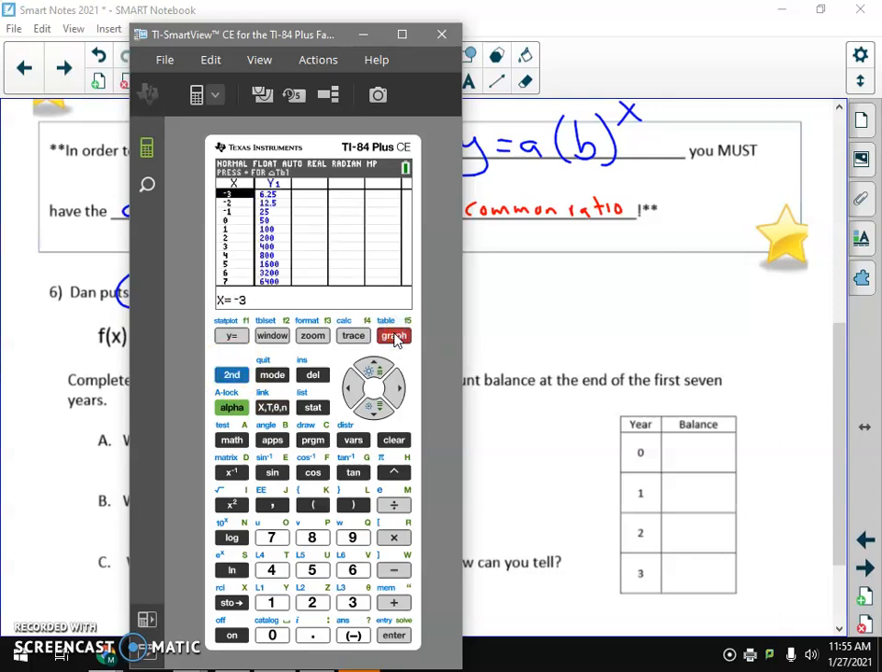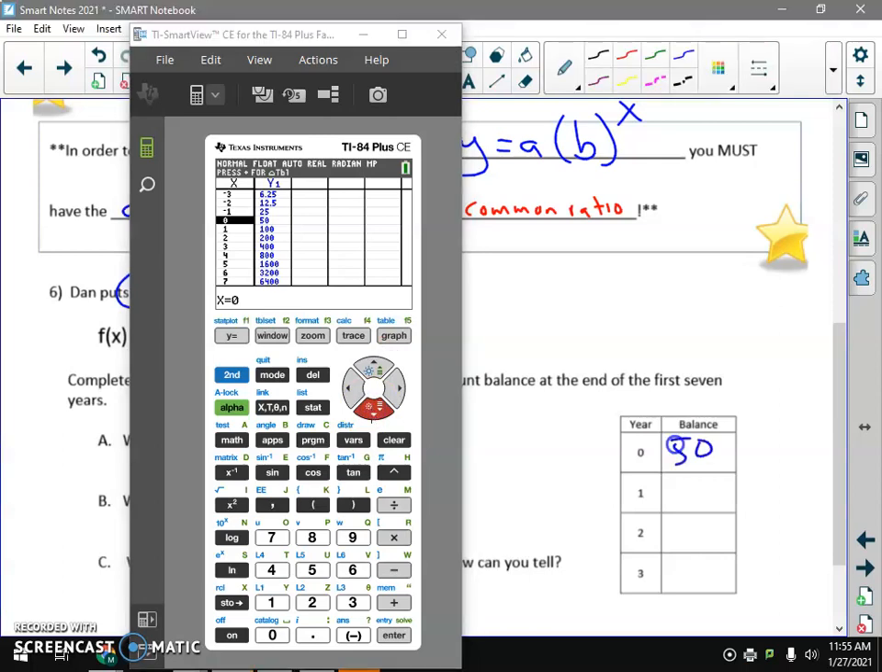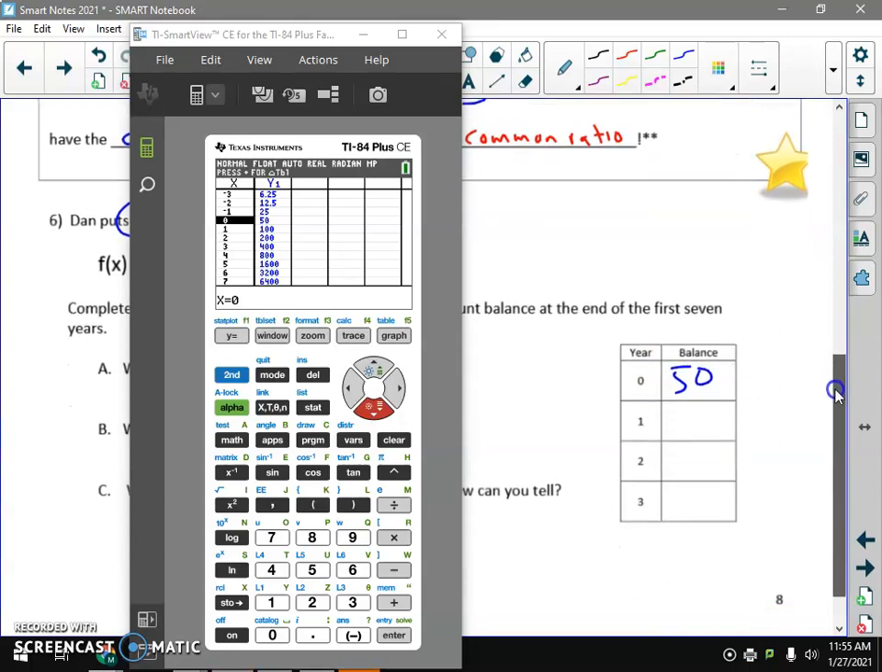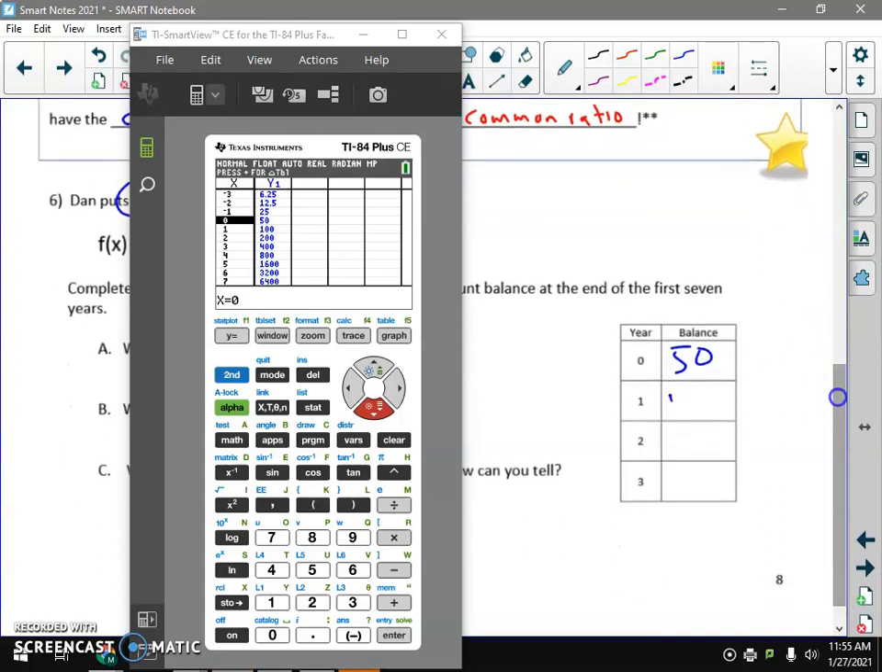Second graph, we go down to 0. 0 is 50. And that makes sense because 0 is the starting time, and that's how much Dan put in his account. After 1 year, it doubled to 100. After 2 years, it doubled to 200. And after 3 years, it doubled. It wouldn't be 300 because it's 100 times 2, 200 times 2, which makes 400.